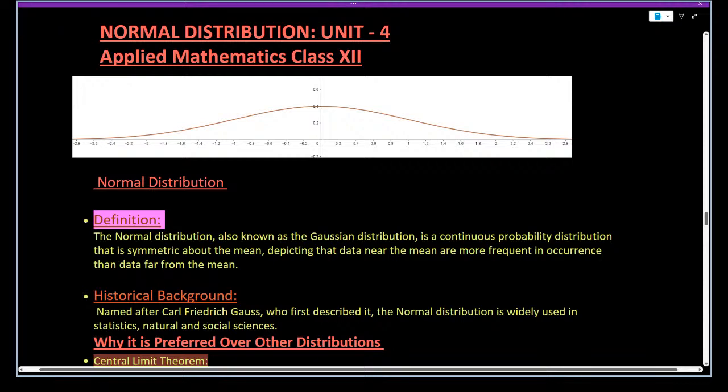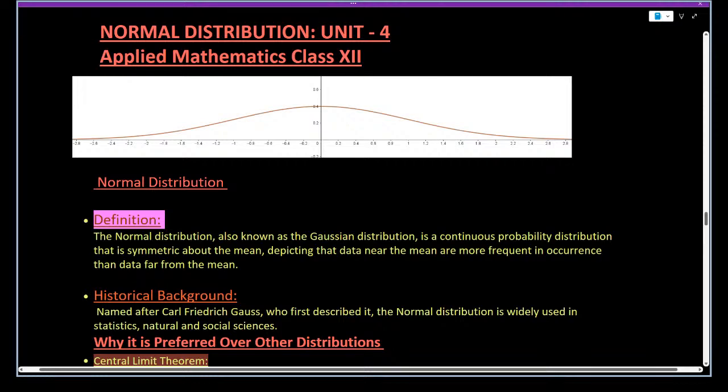Normal distribution, unit 4, applied mathematics class 12, we are going to discuss. Already we have done what is random variable and its probability distribution, binomial and Poisson, both the distributions are done in the past few sessions. This is on normal distribution.